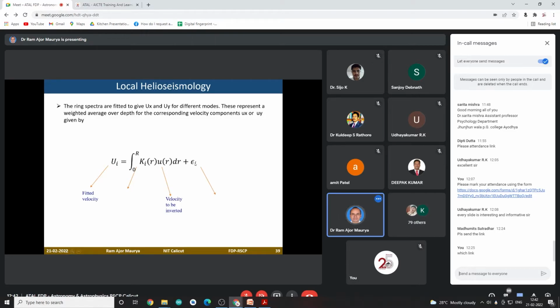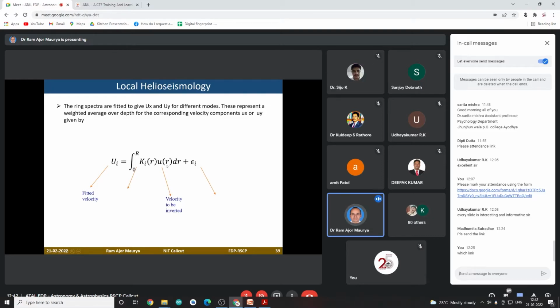Epsilon I, this is the error in the UI fitting. And KI, this is called the kernel. For a given mode, we know the kernel from the theoretical model, we can find out the kernel values. So UI is known to us, KI is known to us, epsilon I is known to us. So UR is the unknown.